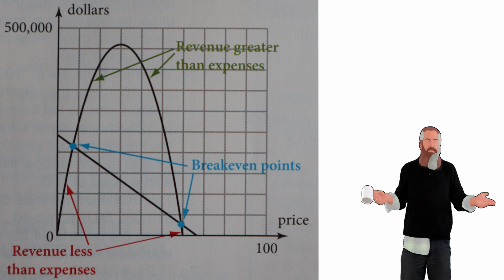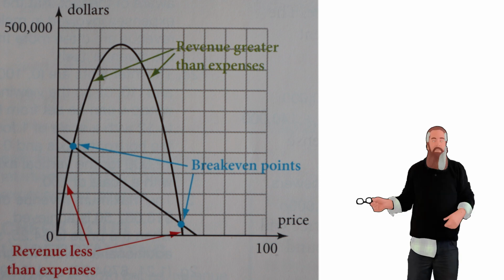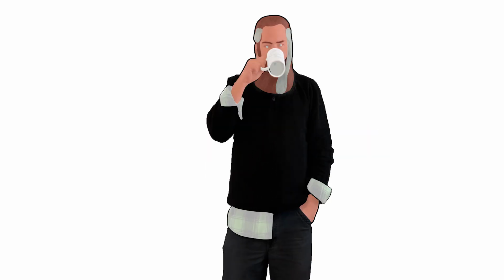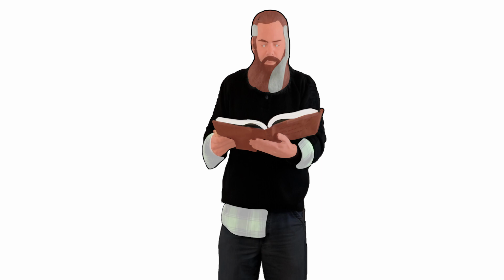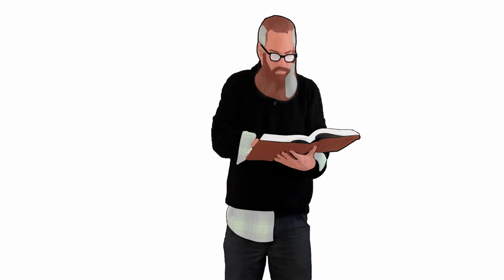Break-even points may be found algebraically or by using a graphing calculator. To find break-even points algebraically, set the expense and revenue functions equal to each other. Rewrite the resulting equation with 0 on one side of the equal sign and all the remaining terms on the other side. This gives you the quadratic equation in the form ax squared plus bx plus c equals 0, where a is not 0. The quadratic formula can then be used to solve the quadratic equation.